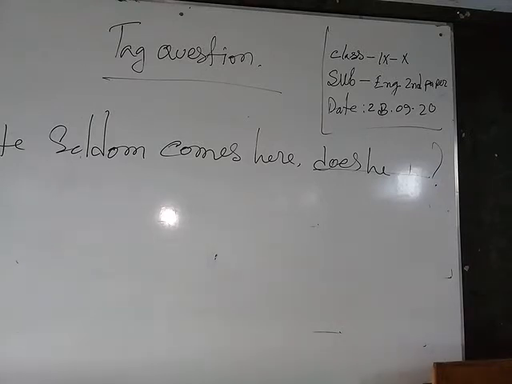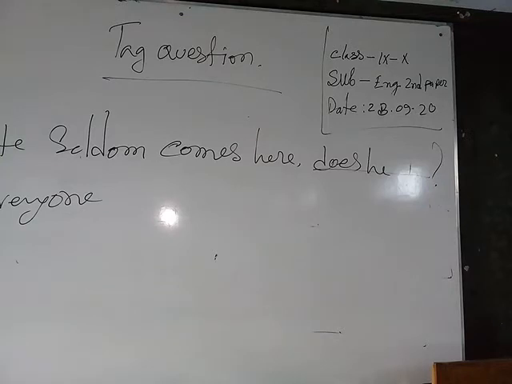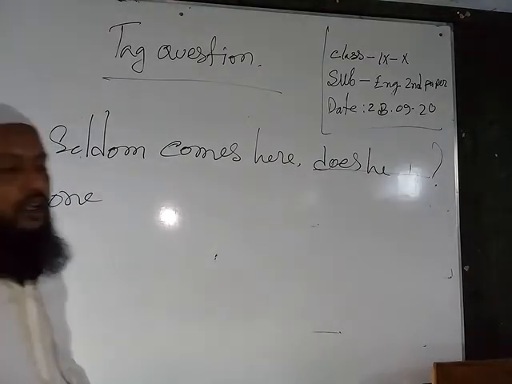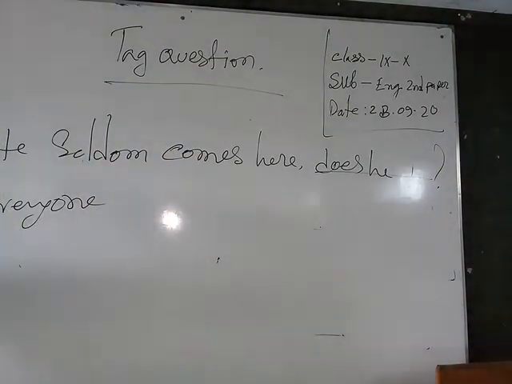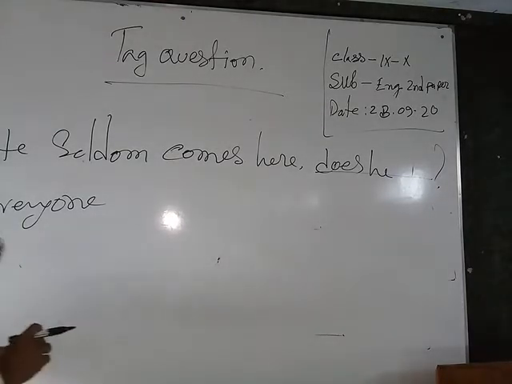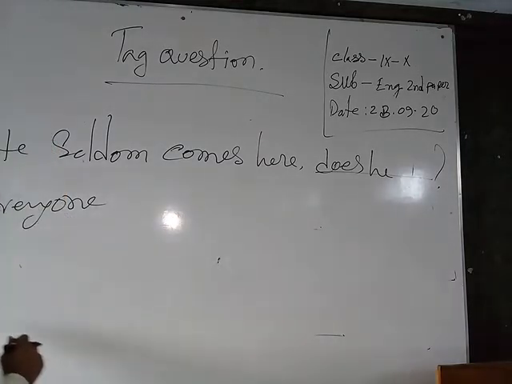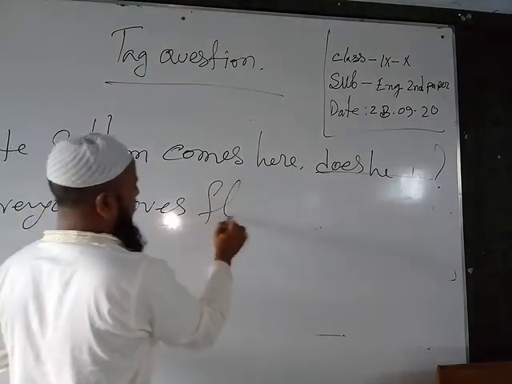Some subjects are very big, such as everyone. If the sentence starts with everyone, everybody, anyone, anybody, someone, somebody, all, some, none, any, if the sentence starts with this subject, we use they as a pronoun of tag question, such as: Everyone loves flowers.